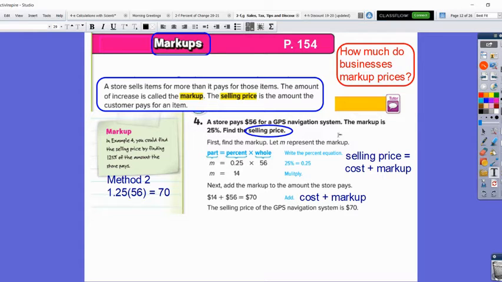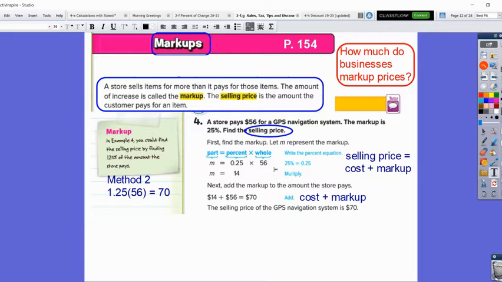These work just like taxes or tips. It is a percent that is added on to the original price, and the original price in these problems is the price that the store pays for the item. That's also typically called the wholesale price, but you won't see that word; it'll just say what the store pays. So the store pays $56 for a GPS navigation system, and they mark it up 25%. So that 25% is added on just like a tip or a sales tax.